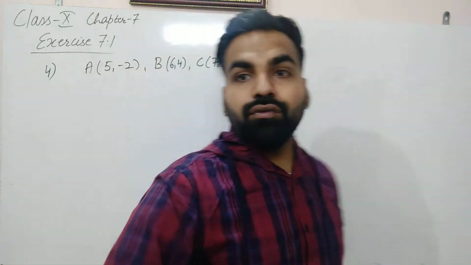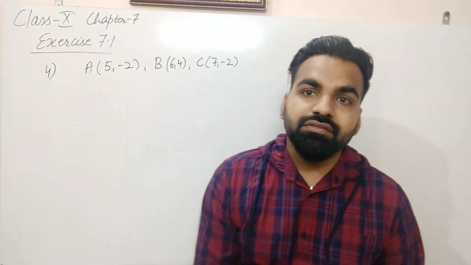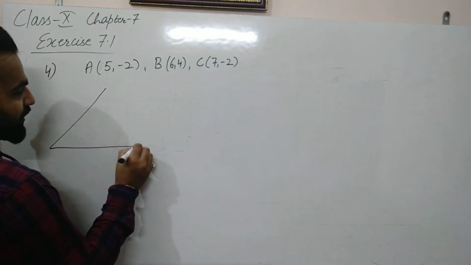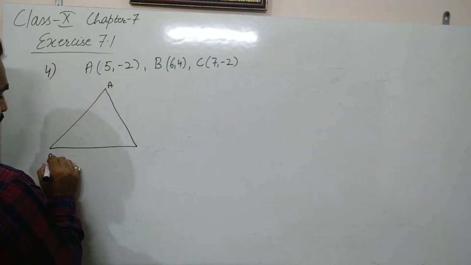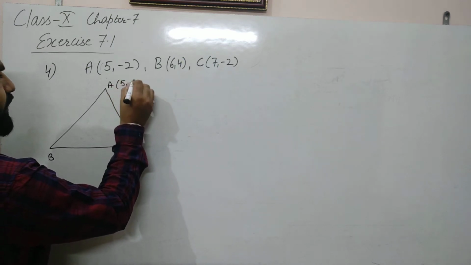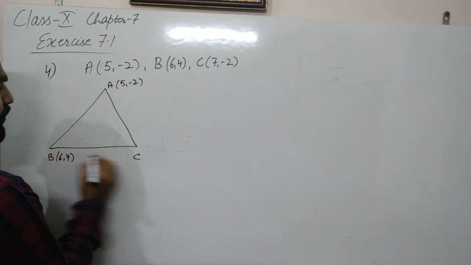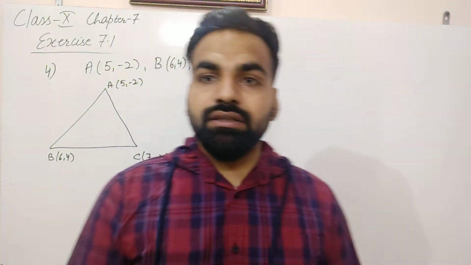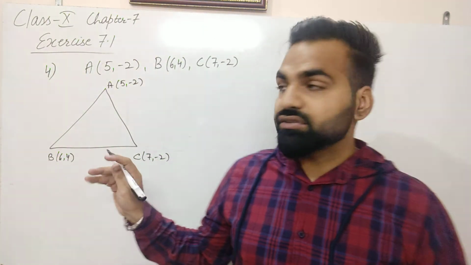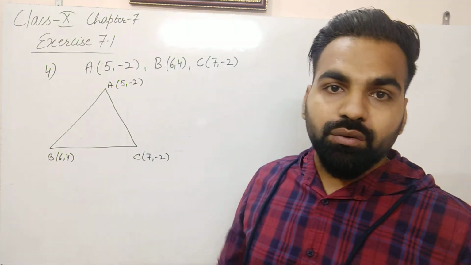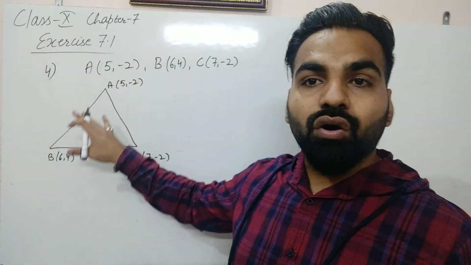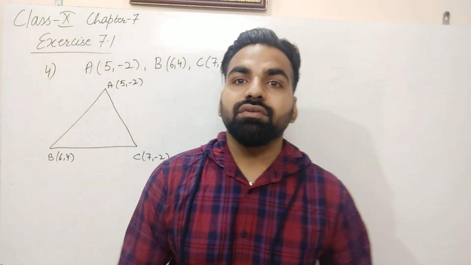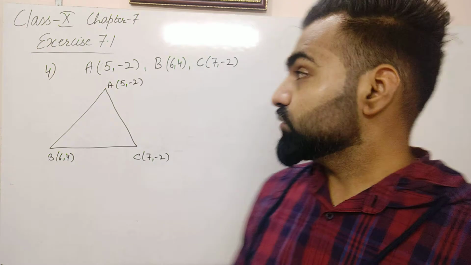So in question number 4, these 3 points are given which are the vertices of a triangle. Suppose this is the triangle here, ABC. A is (5, -2), B is (6, 4) and C is (7, -2). We have to check whether the triangle is isosceles or not. An isosceles triangle has 2 equal sides. So we will find all the 3 sides. If 2 of these 3 sides are equal, then we will say that the triangle is isosceles.